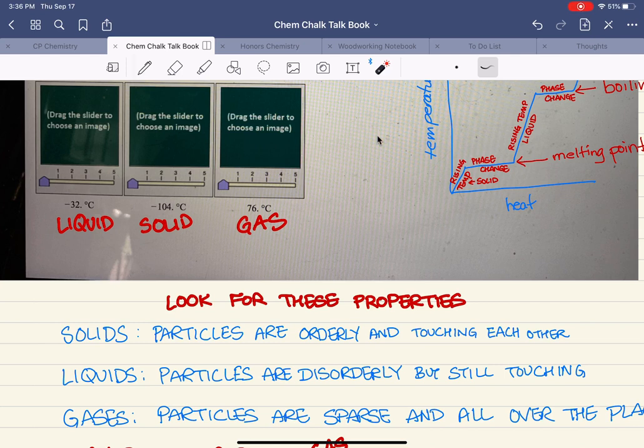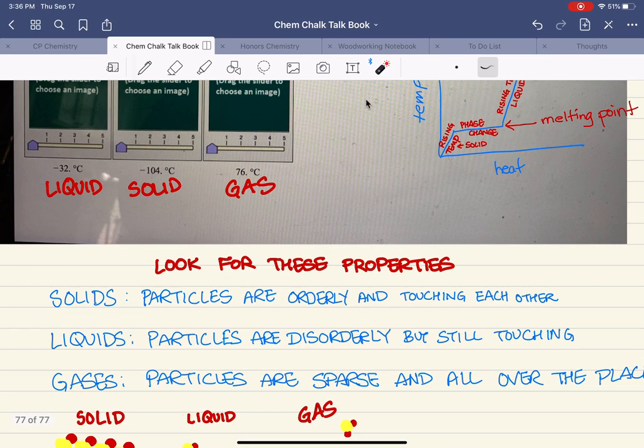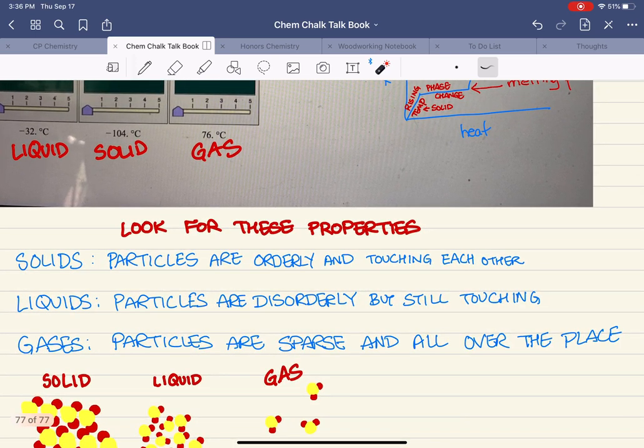Okay, a liquid, we're going to see the particles close together, touching, but we will no longer have that nice sense of order. In a liquid, our particles are tumbling over one another. Okay, and then finally, in a gas, we're going to see that the particles are sparse. The word sparse means few and far between, and they're all over the place because they are moving very quickly and they are bouncing off the walls of their container.